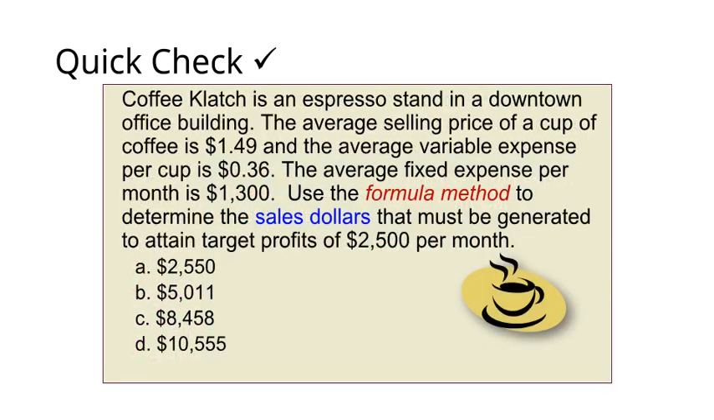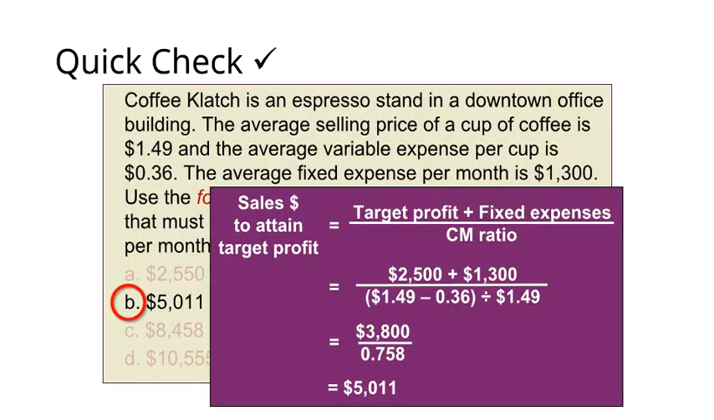The Coffee Klatch wants to earn a monthly profit of $2,500. How many sales dollars must be generated to attain the target profit level? We add the desired profit to the fixed cost and divide by the contribution margin ratio, 0.758. The company must generate $5,011 in sales in order to reach its target profit of $2,500.